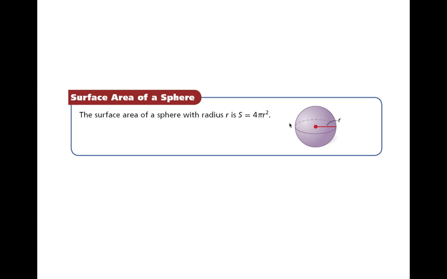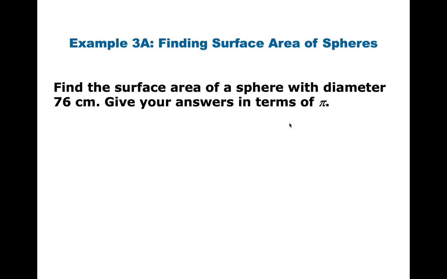So let's look at what this looks like. So in this problem, it says find the surface area of a sphere with diameter 76 centimeters. Give your answer in terms of pi, which is what we're doing for all circles. Okay, whether it's a circle or a sphere, we're only putting our answers in terms of pi. We're not going to work out pi.